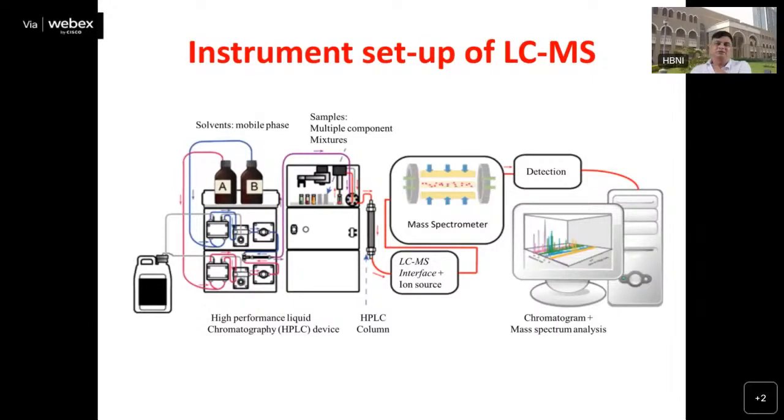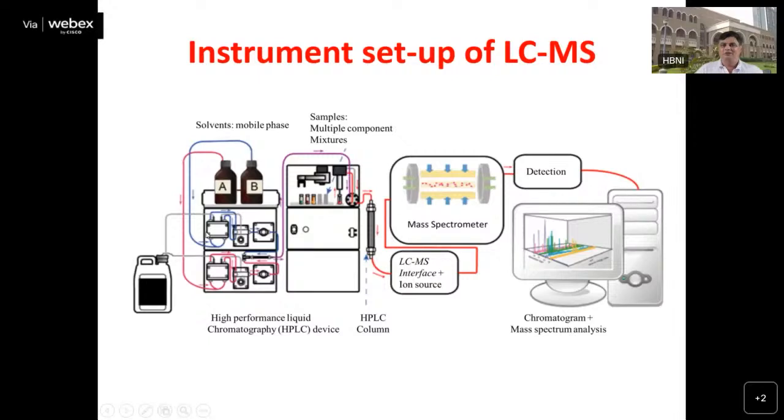So these are the instrumental setups of LCMS. Most of these hyphenation techniques, GCMS and LCMS, are available in most R&D labs. But these hyphenation techniques are very useful in the various pharmaceutical industries. Any pharmaceutical industry must have both GCMS, LCMS, and now you will see ultra LCMS. I'll show you that in the next slide.